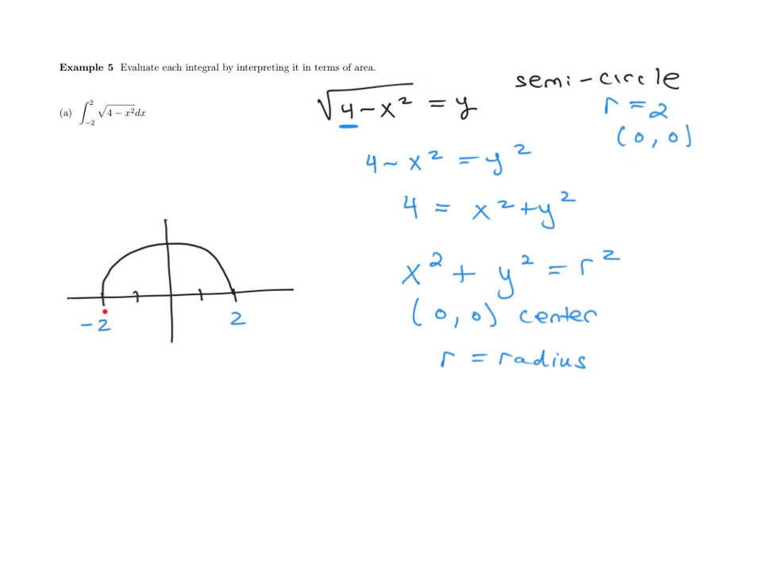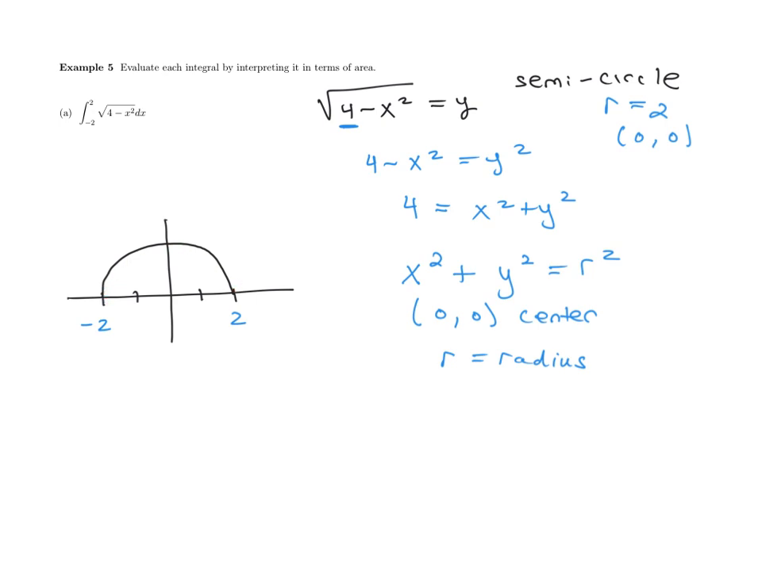But the reason we don't get the lower half of the circle is because there's no plus or minus over here. If you take this thing and solve for y, there would be a plus or minus. The minus would give you the lower half of the circle, and the positive solution would give you the upper half. So how do we solve this definite integral?